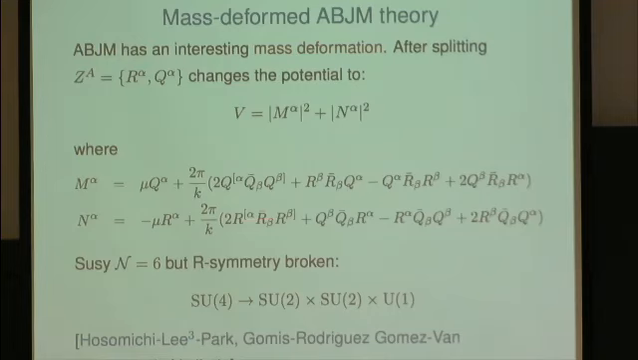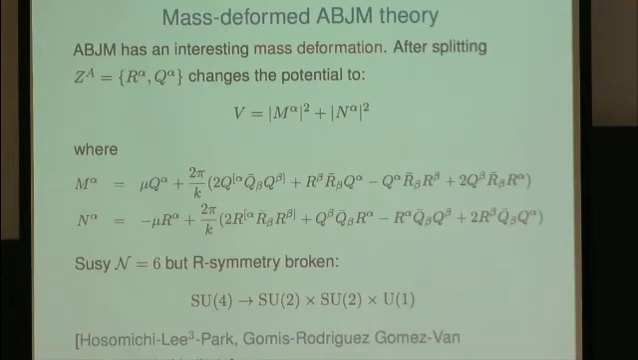It turns out that this particular deformation found by these people is one which preserves the maximal amount of supersymmetry of the ABJM theory, so it still has 12 supercharges. However, of course, because you've split these scalars in this fashion, it breaks our symmetry down to SU(2) times SU(2) times U(1). So having this nice deformation, the question is, what does the theory describe?